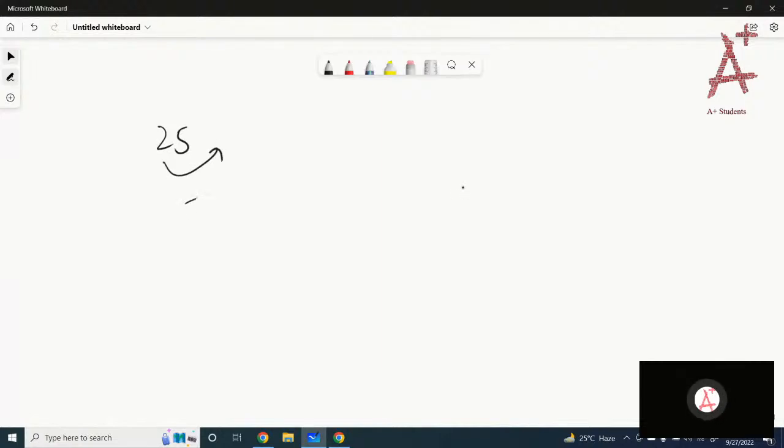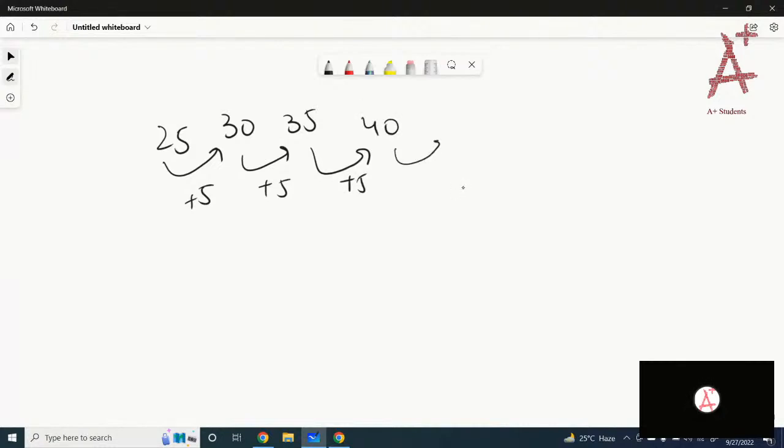Okay, 25 plus 5 is 30. 30 plus 5 is 35. 35 plus 5 is 40. 40 plus 5 is 45. 45 plus 5 is 50. 50 plus 5 is 55. 55 plus 5 is 60. 60 plus 5 is 65. 65 plus 5 is 70. And 70 plus 5 is 75.